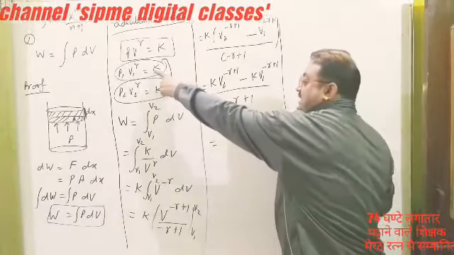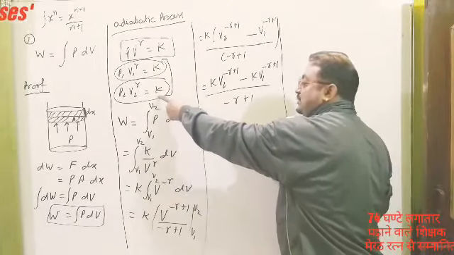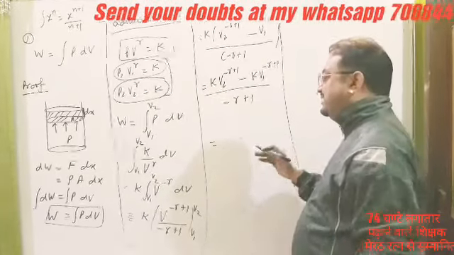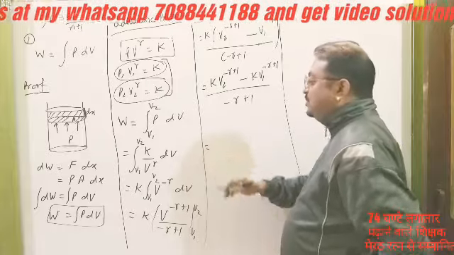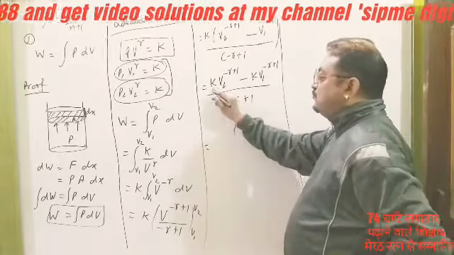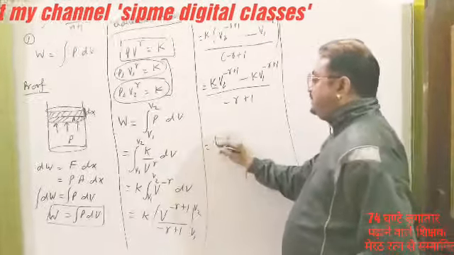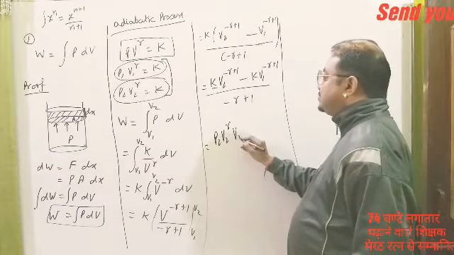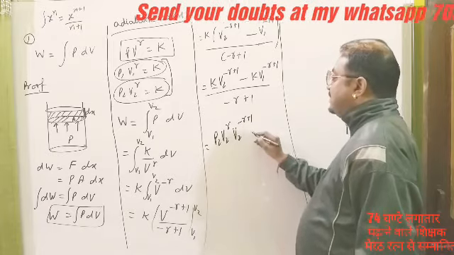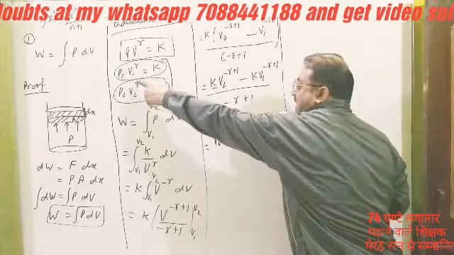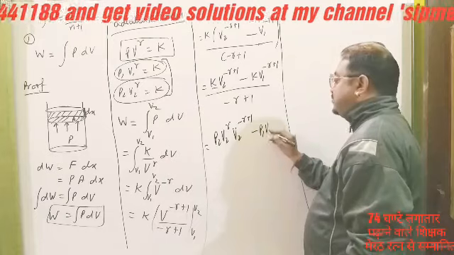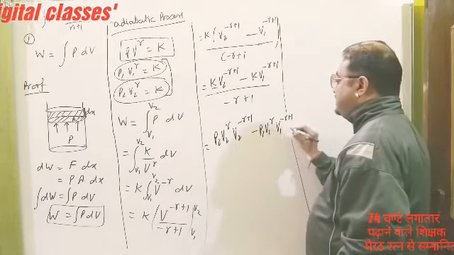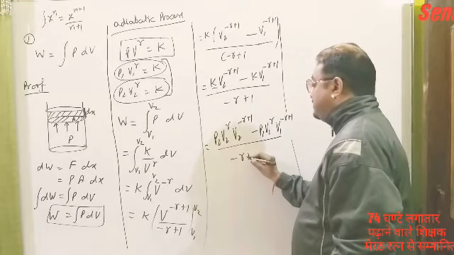Suppose here, instead of K, I write that value, instead of K, I write this value, then the term will become complicated. Whenever we are putting the values, we have to simplify it. So first K will be replaced by P2 V2 raised power gamma, and now V2 raised power minus gamma plus 1. Instead of this K, I will put P1 V1 raised power gamma, and next is V1 raised power minus gamma plus 1, divided by minus gamma plus 1.